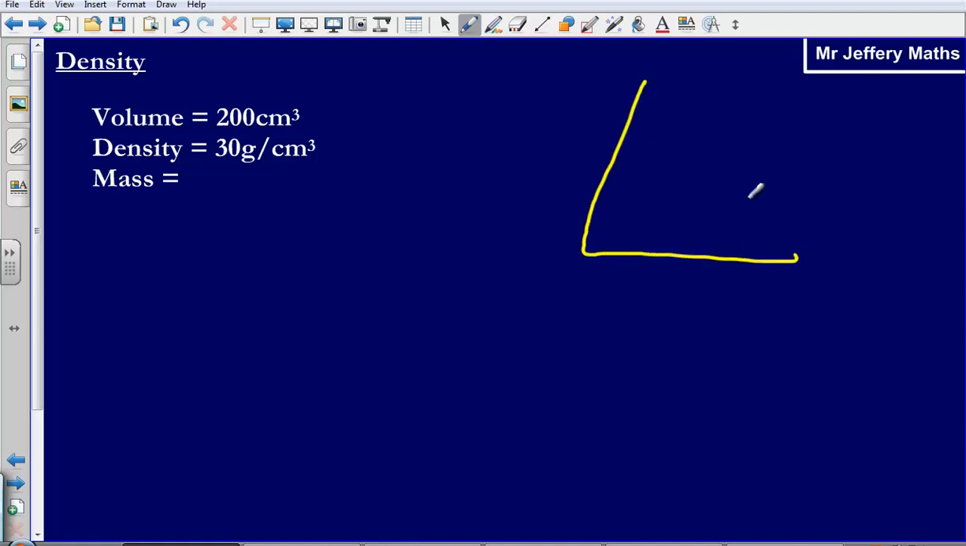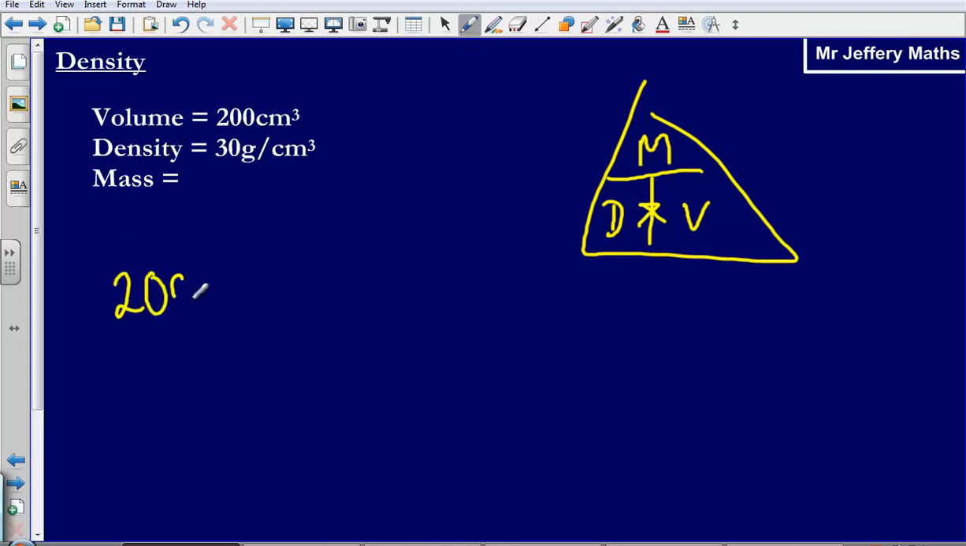Here we need to remember our formula, which is that mass is equal to the density multiplied by the volume. So what I can say here then is that I've got the volume and the density. I'm simply going to do 200, volume, multiplied by the density, which is 30, and that's going to give me an answer of 6,000.